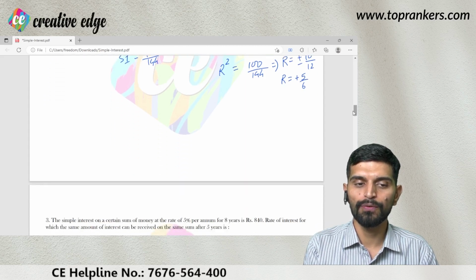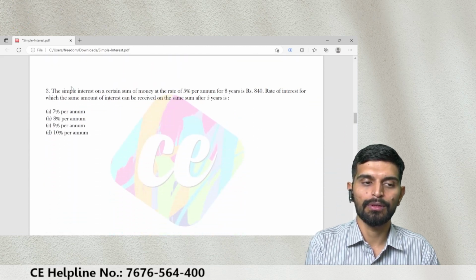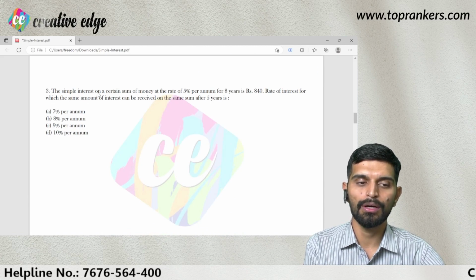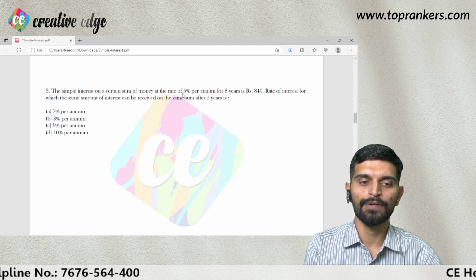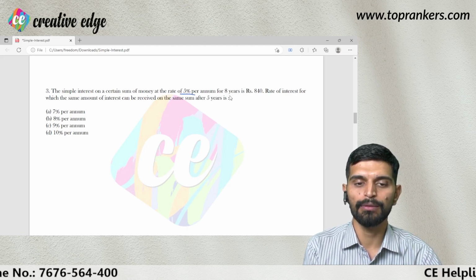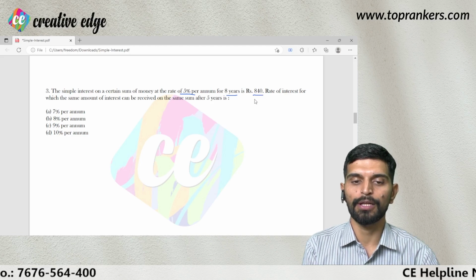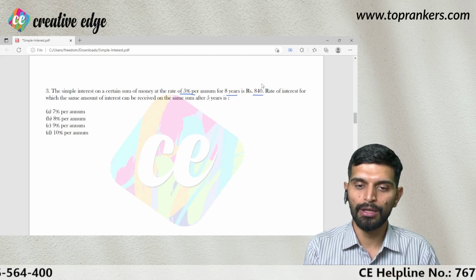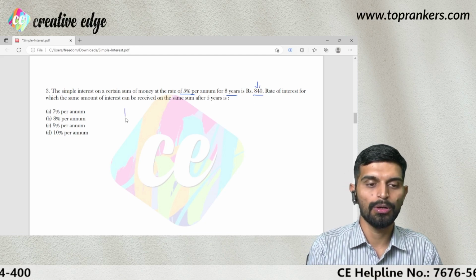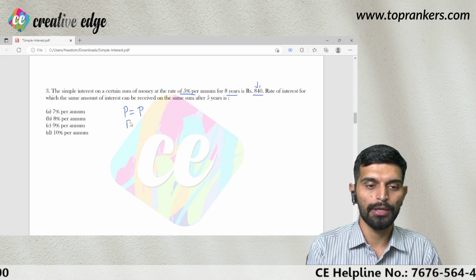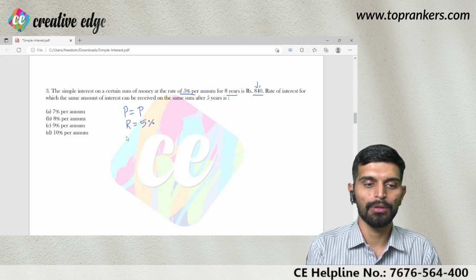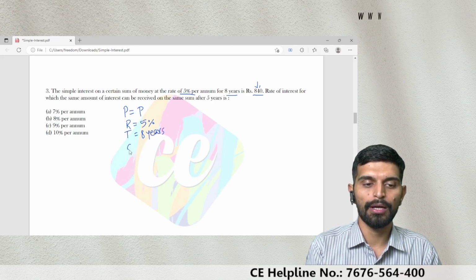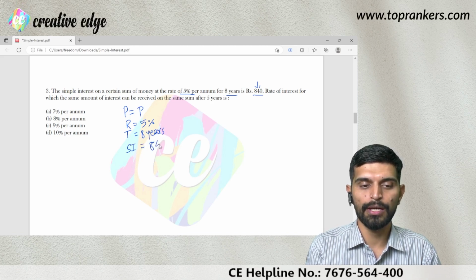Now, let's move to the next one. Next we have simple interest on a certain sum of money at the rate 5% per annum for 8 years is rupees 840, right? So simple interest on a certain sum of money is 840. So the principal is not known. Rate of interest is 5%. Time is 8 years. And the value of SI is given to you as 840.